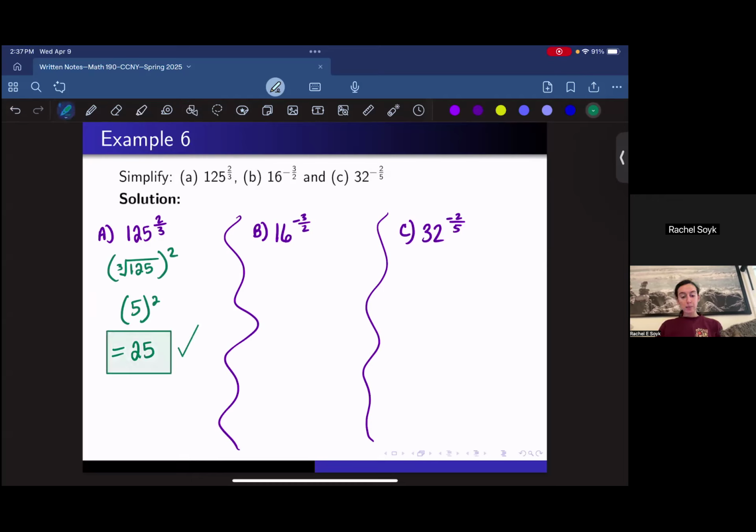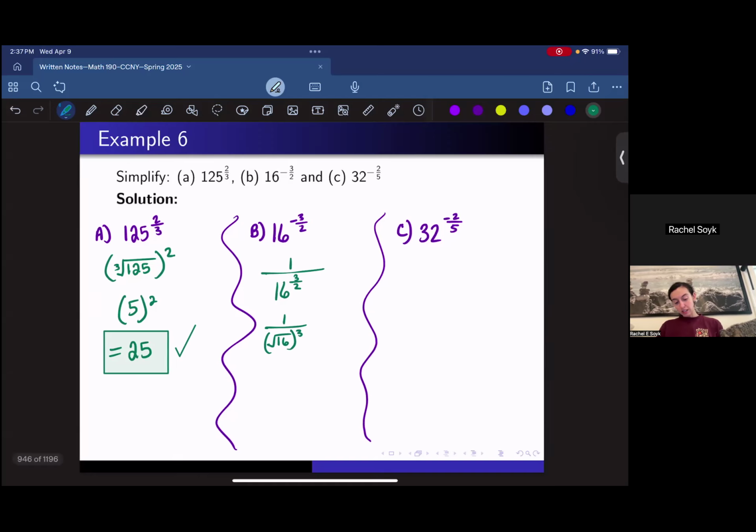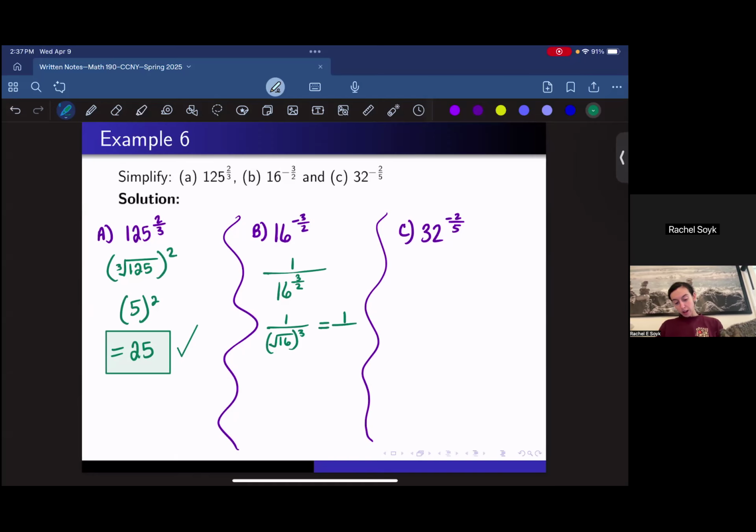In our second example, it's a negative exponent, so it's 1 over the positive version of this. And then our denominator in that fractional exponent is 2. So we can take the square root of 16 and then raise it to the third. Square root of 16 is just 4. And then 4 to the third power is 4 times 4 is 16, and 16 times 4 is 64, so 1 over 64 for our final result.